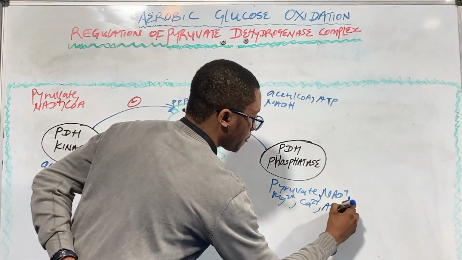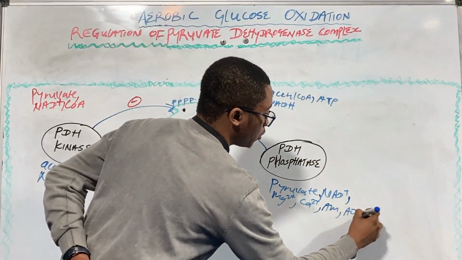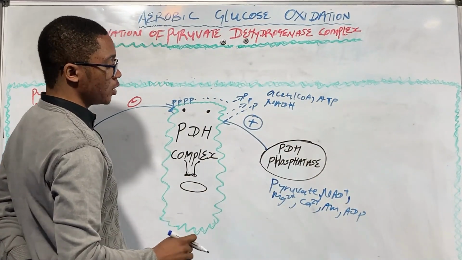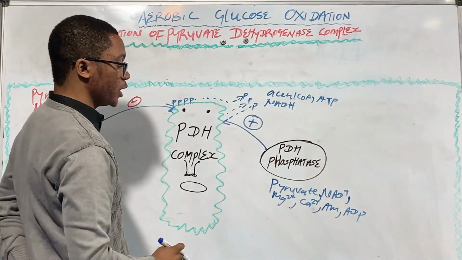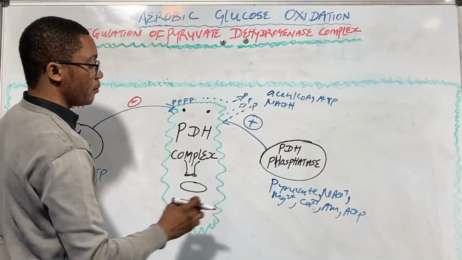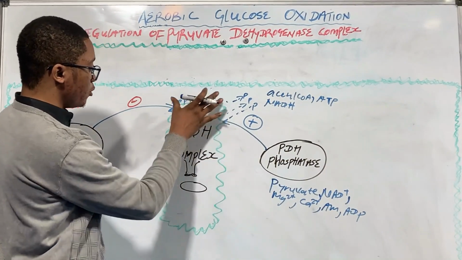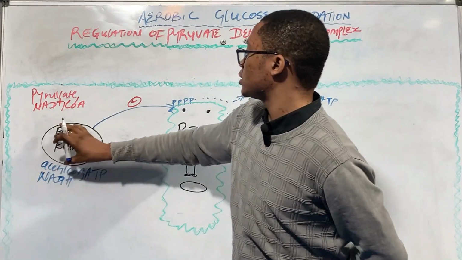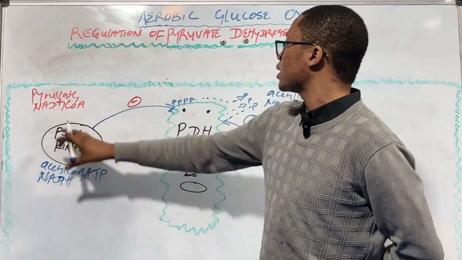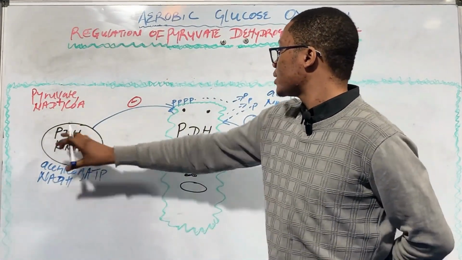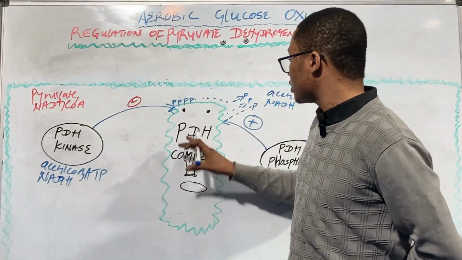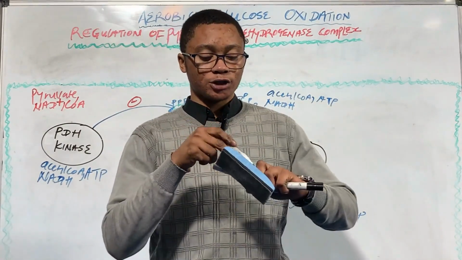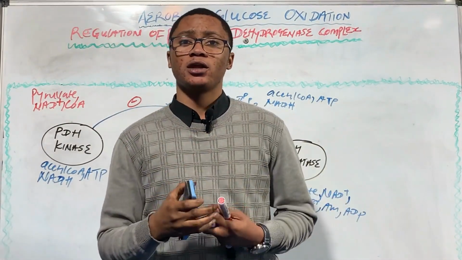So AMP and ADP are actually the stimulators of pyruvate dehydrogenase phosphatase. These are the stimulators of this enzyme that dephosphorylates this complex, and these here are the stimulators of this enzyme that phosphorylates it, and these are the inhibitors of the enzyme that prevents the phosphorylation of this complex. So this is how the pyruvate dehydrogenase complex is actually regulated in the human body.